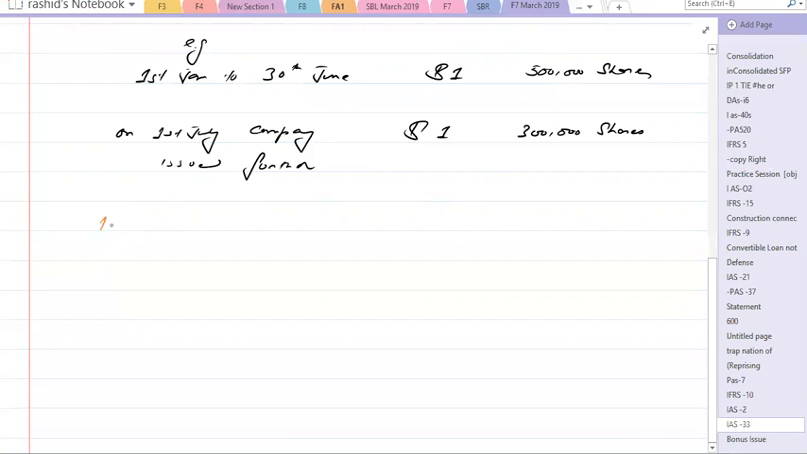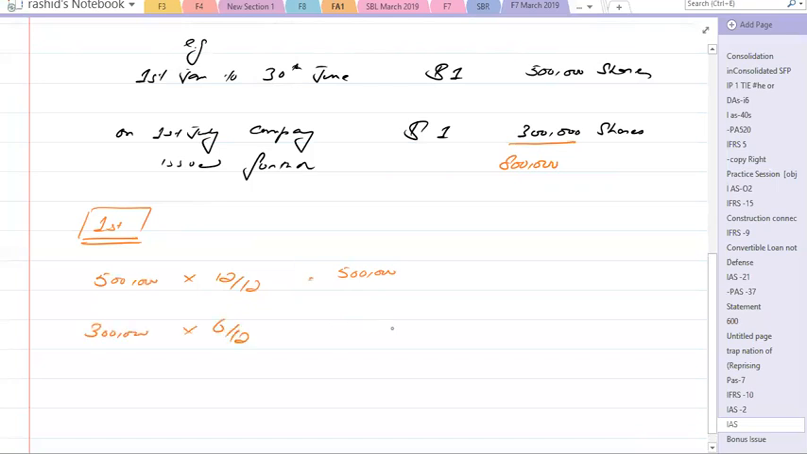The first method: you have 5 lakh shares for the first 6 months, and the entity issued further shares. Now the total shares are 8 lakh. But we need to calculate the weighted average number of shares. The 5 lakh shares remain 12 by 12 for the whole year. That gives you 5 lakh. And 3 lakh shares were only available for 6 months, so 1,50,000. That means the total will be 6,50,000.